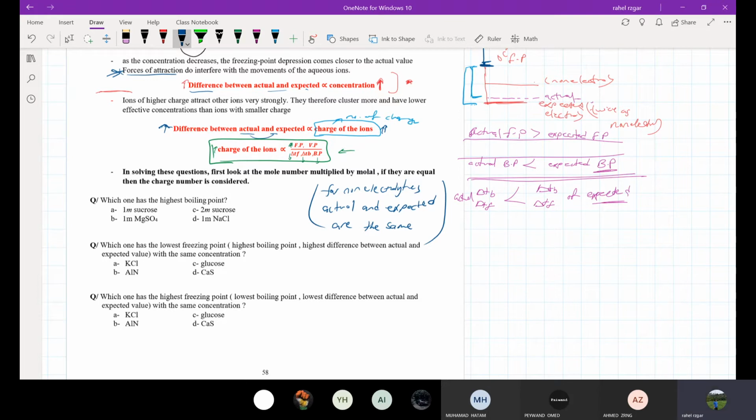Of course, for electrolytes, we have actual, which is different from expected, but for non-electrolytes, nothing is different because we don't have any ions.